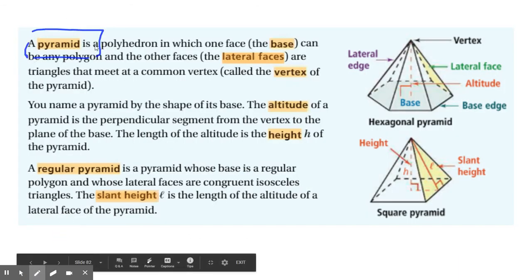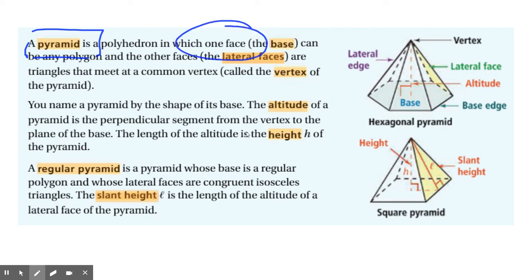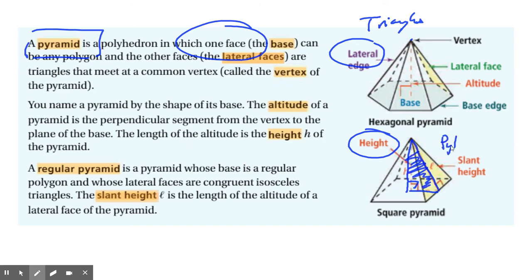A pyramid is a polyhedron with one base face, okay? And then you have this top vertex. All of the lateral faces are going to be triangles because they all come to a point. Now, in a pyramid, you have what's called the slant height and the height. You're going to see when we talk about volume, you need the height. Sometimes they do give you the slant height. If you see here, you create this right triangle. Sometimes you have to use the Pythagorean theorem to find the height from the slant height. I don't think you will on the state test, but just be aware that that is there.